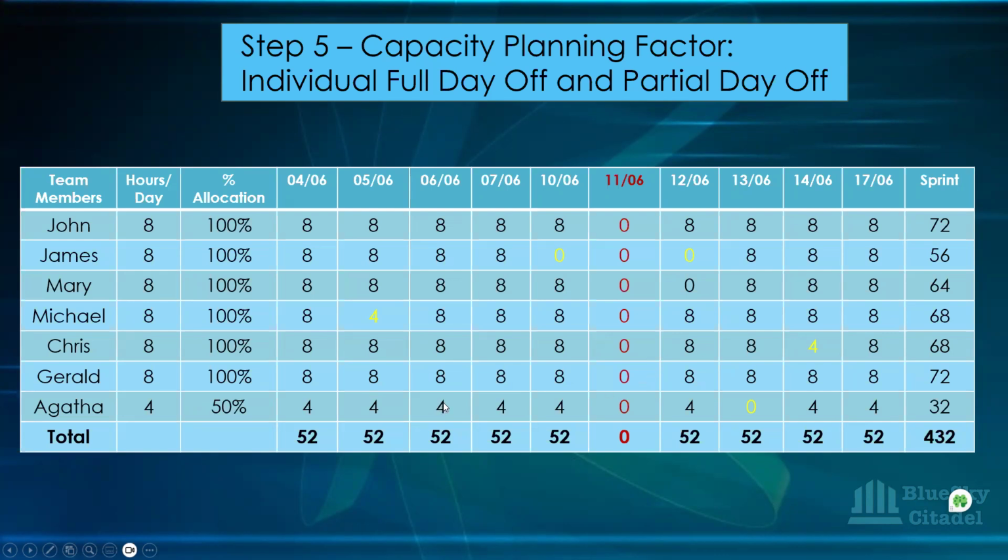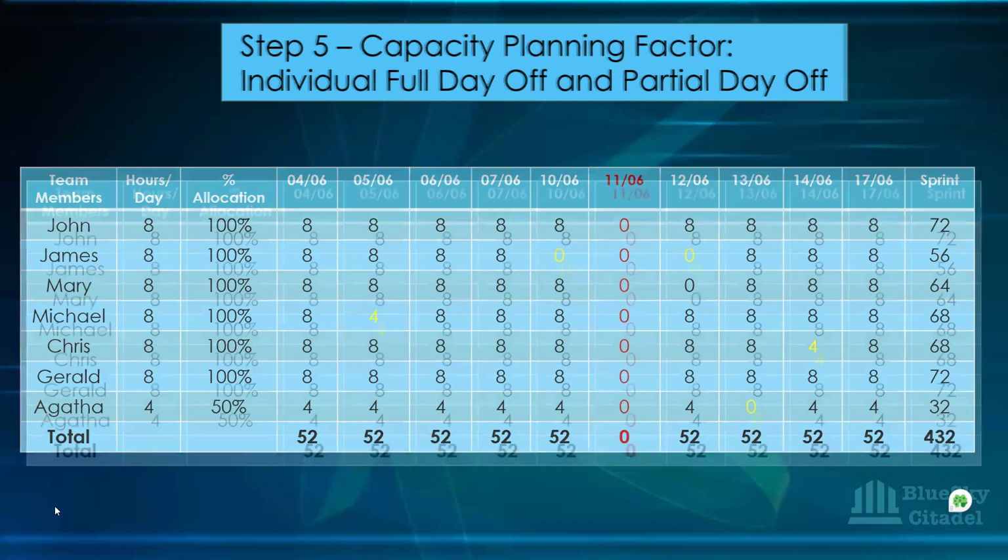And then Agatha, who is a borrowed resource, has taken time off here, another 4 hours has been removed from there. So 36 has now become 32. So from 520, we had 468 when we removed the bank holiday. Now with the individual full day off or partial day off, you're looking at 432. Okay, so let's go ahead and see what happens next.